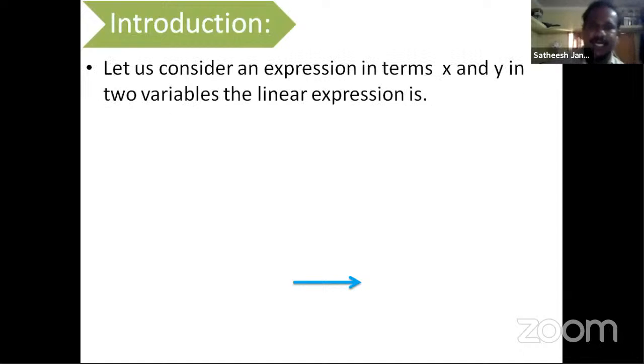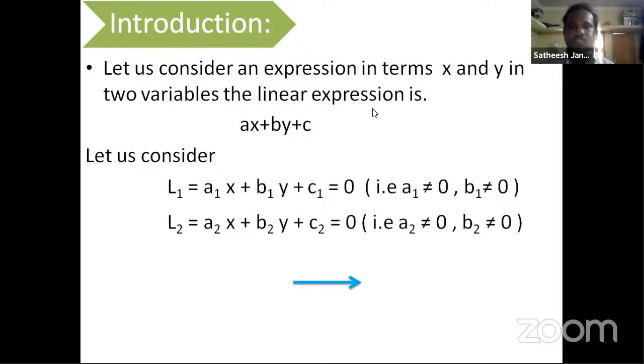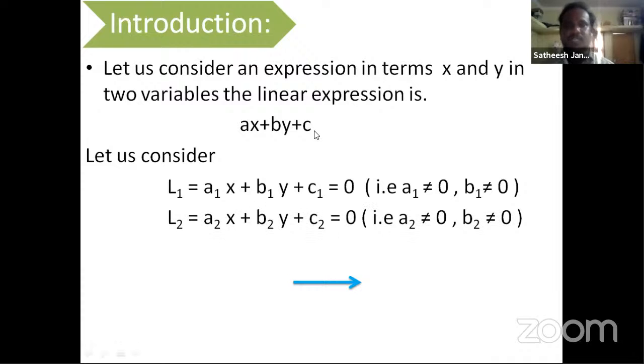Now, consider an expression in terms of x and y, two variables, that is called a linear expression. What is a linear expression? For example, ax plus by plus c is a linear expression. If it is equal to 0, that is called a linear equation.